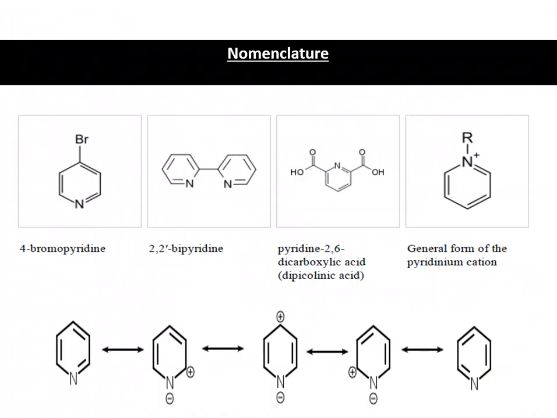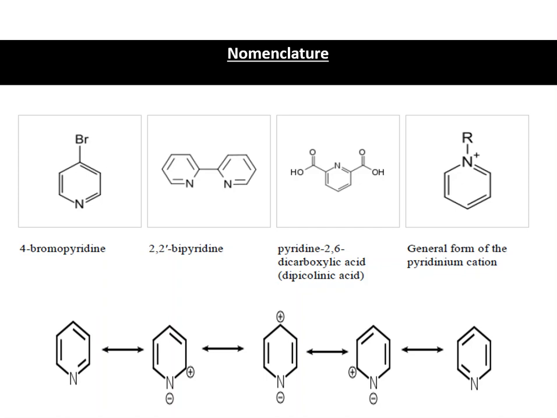So now some nomenclature. How do you name pyridine derivatives? In pyridine, the nitrogen is considered as 1, and then you number accordingly. In the first example, the bromo is at the 4th position, that's why it is called 4-bromopyridine. Now in the case of 2,2'-bipyridine, there is a substitution at the second position of one pyridine, and at the second position of the other pyridine also. That is why it is called 2,2'-bipyridine.